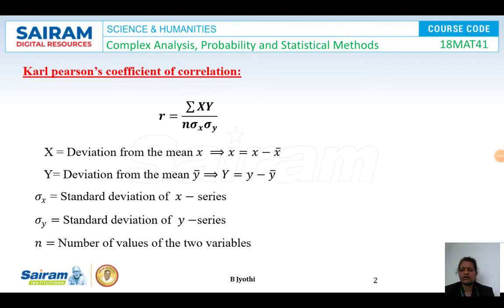So to begin with, Pearson's coefficient of correlation. The formula for that is R is equal to summation of XY divided by n sigma x sigma y, where capital X is the deviation from the mean, that is X is equal to x minus x bar, where x bar is the mean, and deviation from the mean of y, that is capital Y is equal to y minus y bar, and sigma x is the standard deviation of the x series and sigma y is the standard deviation of the y series, and n is the number of values of the two variables.